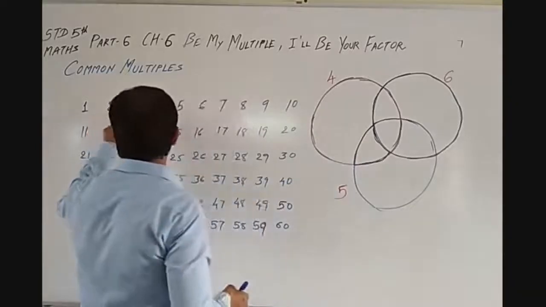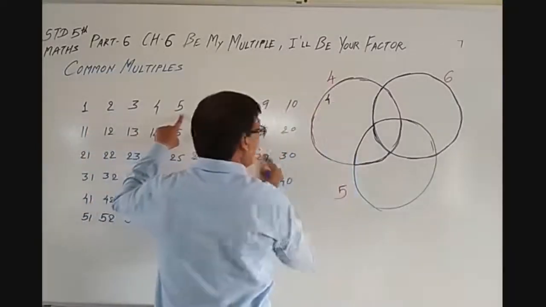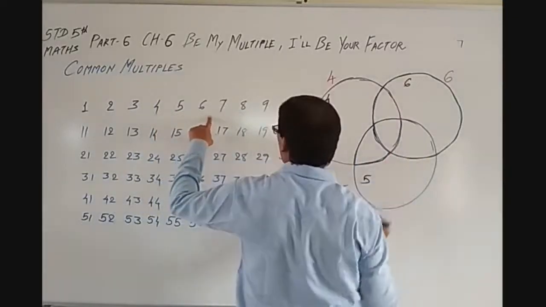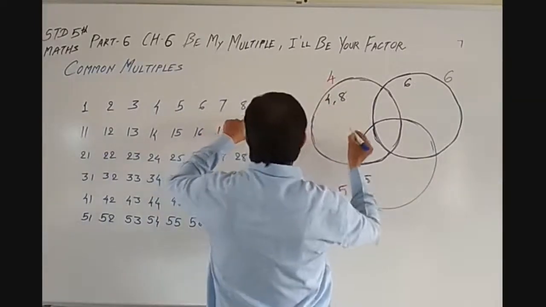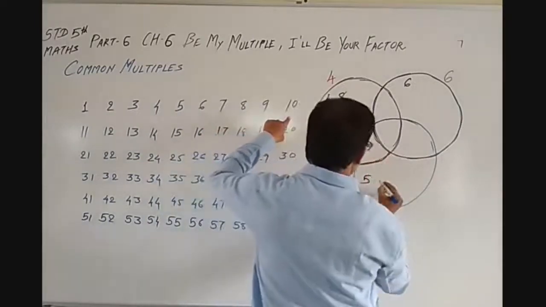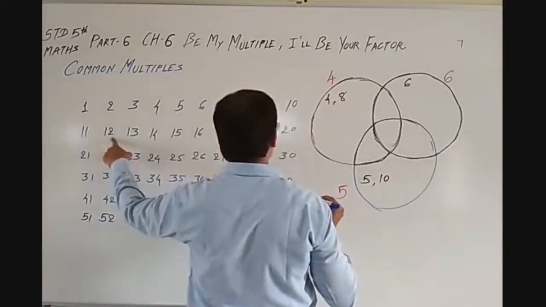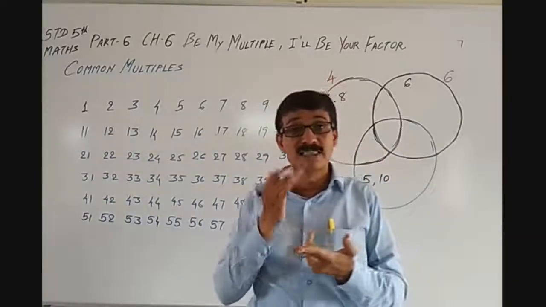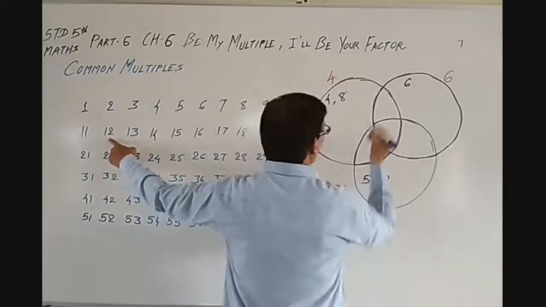1 no, 2 no, 3 no, 4 over here. Then 5 somewhere over here. 6 somewhere over here. 7 no. 8 yes. 9 no. 10 yes. 11 no. 12. Now 12 is common to both. 4 3s are 12, 6 2s are 12, isn't it? So I should write 12 over here.